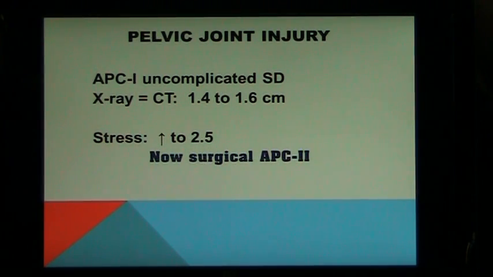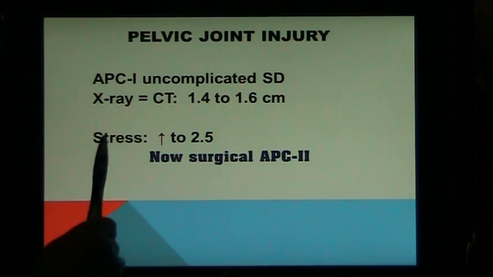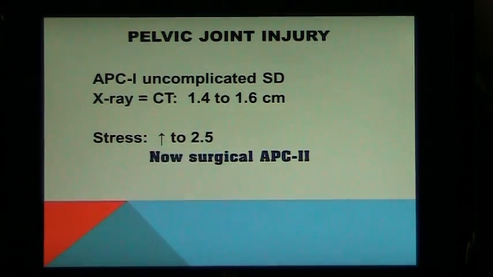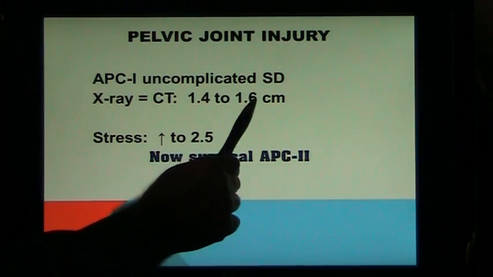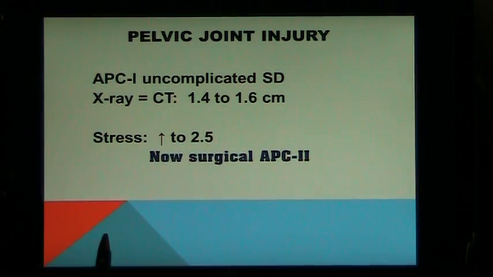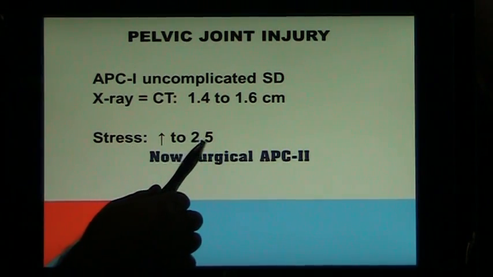Now, recall we said that the APC type 1 is a form of uncomplicated sacroiliac diastasis in which it should heal readily, and the x-rays are similar to CAT scan. They're within 1.4 to 1.6 centimeters in a population, so they're off by just 2 millimeters? So that's good news. And with applying stress, they found in this population that had this degree of separation, when they applied physical stress to try to increase the widening, it went up to 2.5.